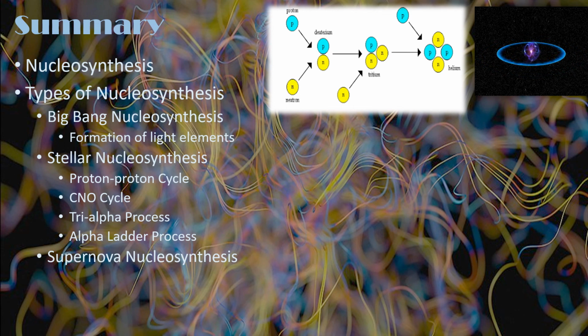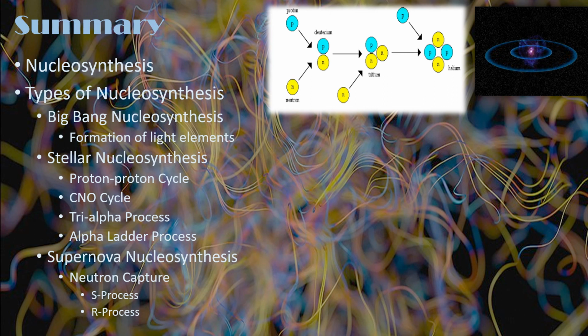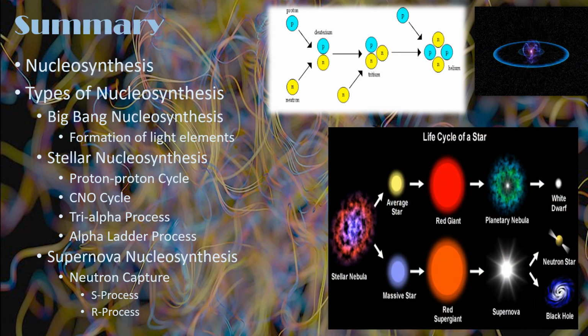Now, compared to Big Bang nucleosynthesis and stellar nucleosynthesis, supernova nucleosynthesis uses neutron capture in order to produce heavier elements, and this is divided into two processes, the S process and R process. And we also learned about the life cycle of the stars.